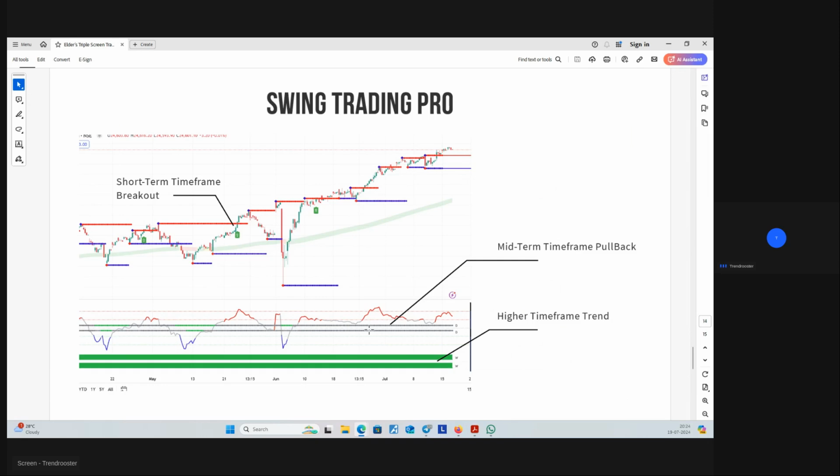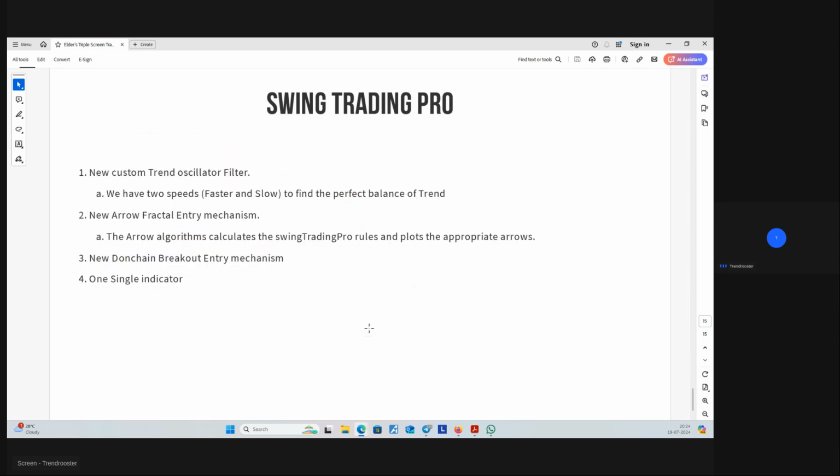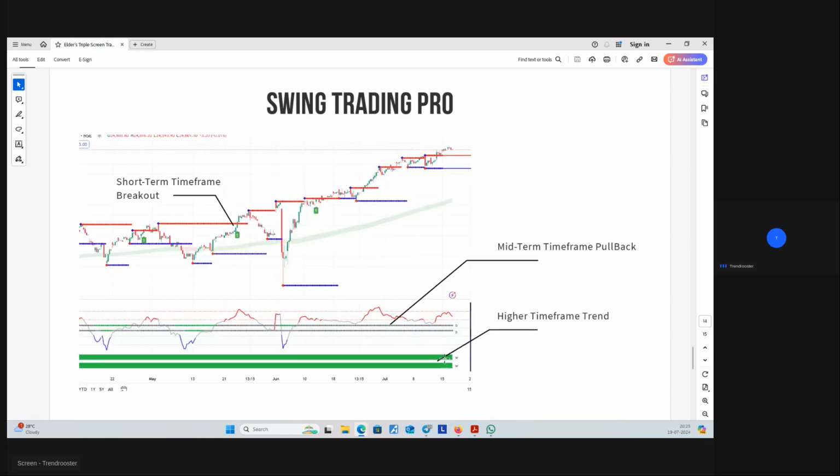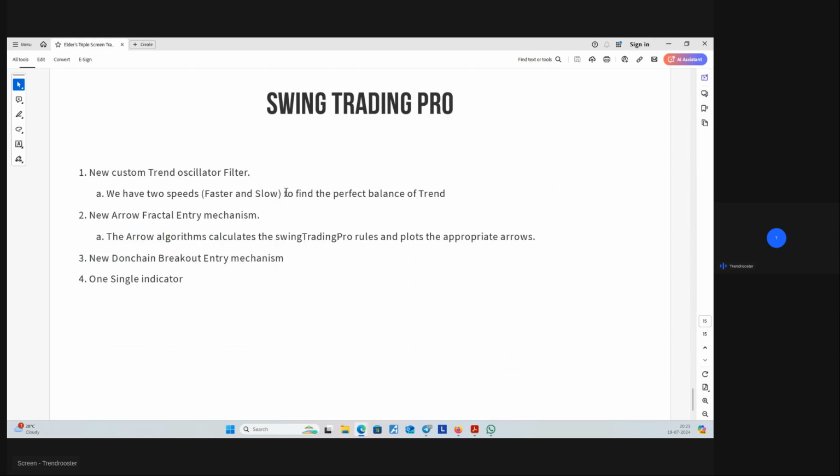Is it clear, guys? Why would someone trade this? So what is the update? I already mentioned that we have a new custom trend oscillator, which is very powerful. We have two speeds, faster and slow. So what do you see here? The two speeds, faster and slow, find the perfect balance of trend. There is a new arrow fractal entry mechanism, an arrow algorithm which calculates the Swing Trading Pro rules, which is the triple screen rule, and plots the appropriate arrow.